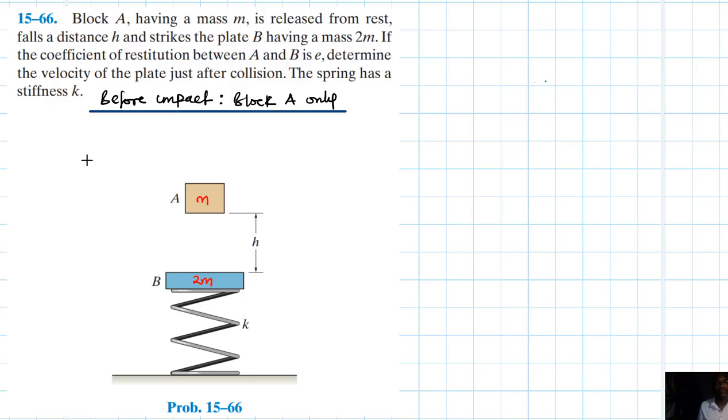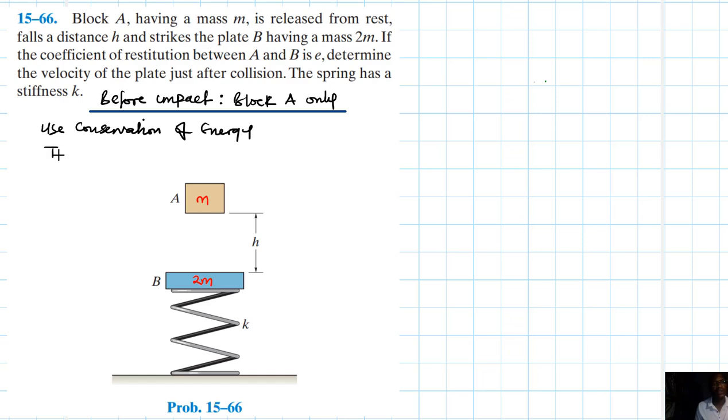So what do we do? Before impact, for this particular block, it's falling freely, and conservative forces are at play, so mechanical energy is conserved. So we can use the law of conservation of mechanical energy to compute the velocity before block A strikes B. So use the conservation of energy. All right. So what do we have?